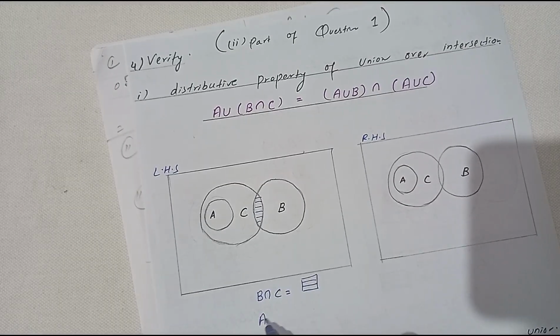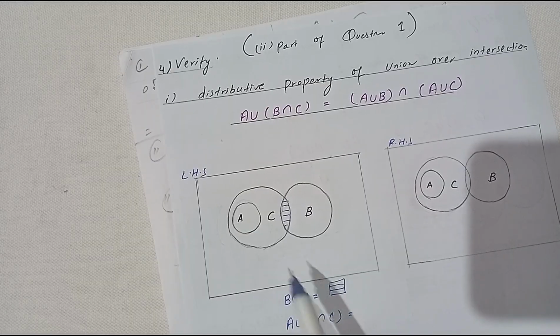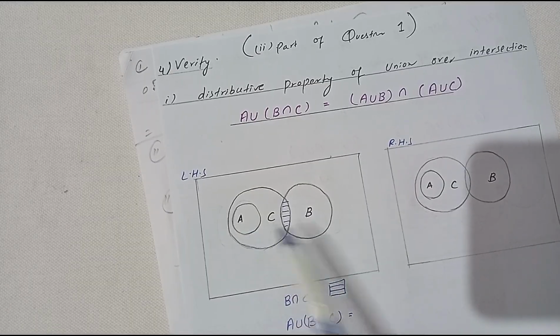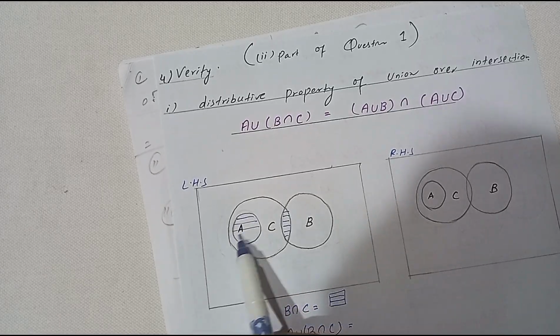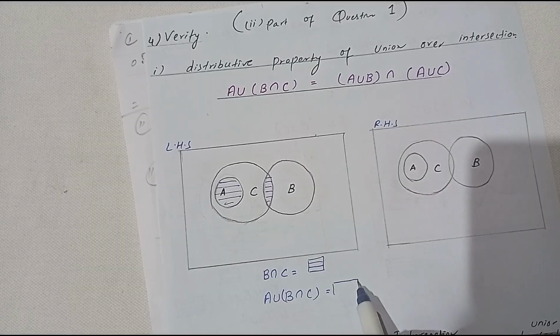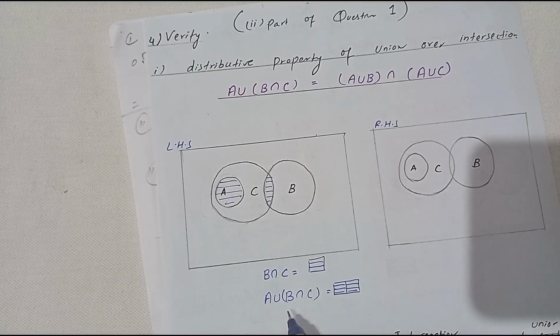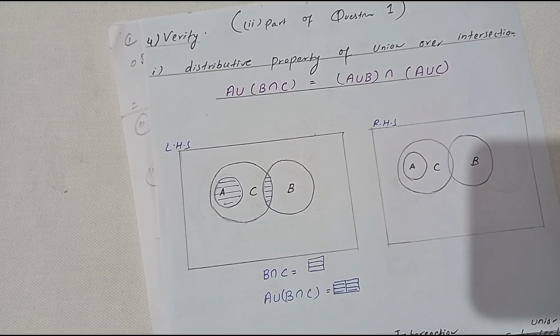Now A union B intersection C. A union B intersection C means all part of B intersection C, the common part, and E. So we shaded E also with the horizontal line and represent this overall shading as all horizontal part shading. So A union B intersection C is equal to this A shading and this part.